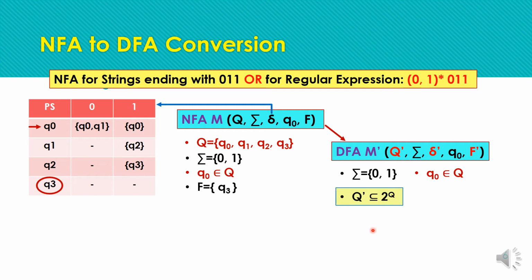Next, the set of final states is also a subset of the power set of states of the NFA. As we are having the states of the DFA from this power set, any of the states from this set can be the final state. So we are having both as subsets of the power set of the NFA. This thing will be clear to you when we start with the example.